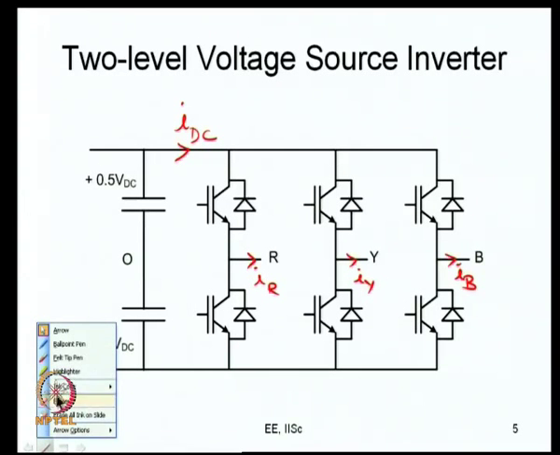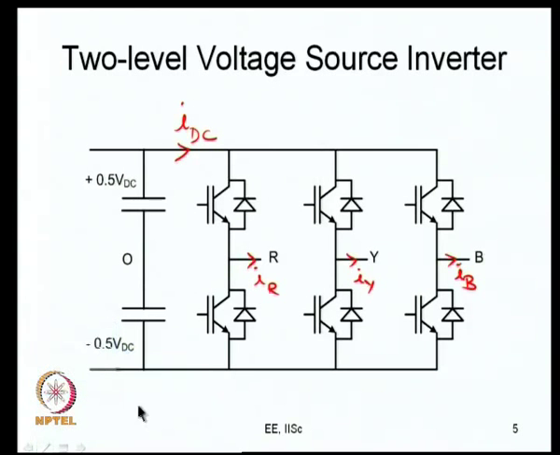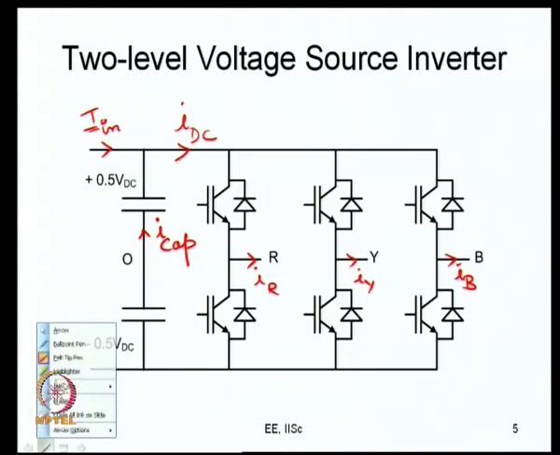Why is DC link current important? Let us say there is some power supply which will primarily provide a DC component. Now, this DC link current also has a ripple component, and that will be supplied by the capacitor, which I call I cap. So, this I cap is also very important.